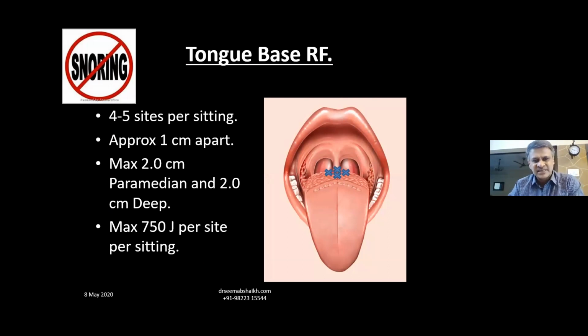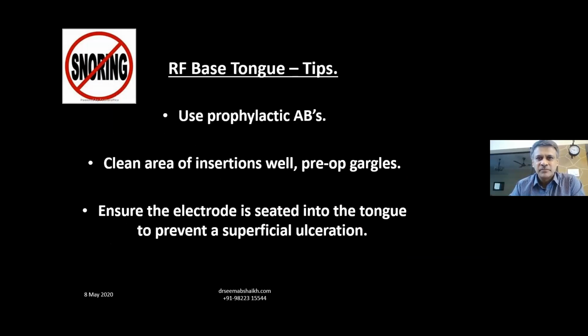And although we say 750 joules per site per sitting, to tell you very honestly, I have really no idea how they calculate it, and I have really no idea how the machines deliver that specified here because they're all preset. So this is a very theoretical point that I put up. But the fact of the matter is 4 or 5 sites channeling for about 10 seconds. You see the muscle twitching, and that can really help.